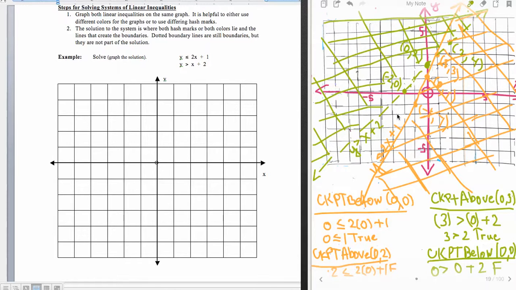Okay, now you see the solution for y is greater than x plus 2. Boundary line here, it's dotted because it's a strict inequality, and I've shaded above. I see this checkpoint here. Notice that when it's in slope-intercept form, the inequality says greater than, and look, I've shaded above the line.